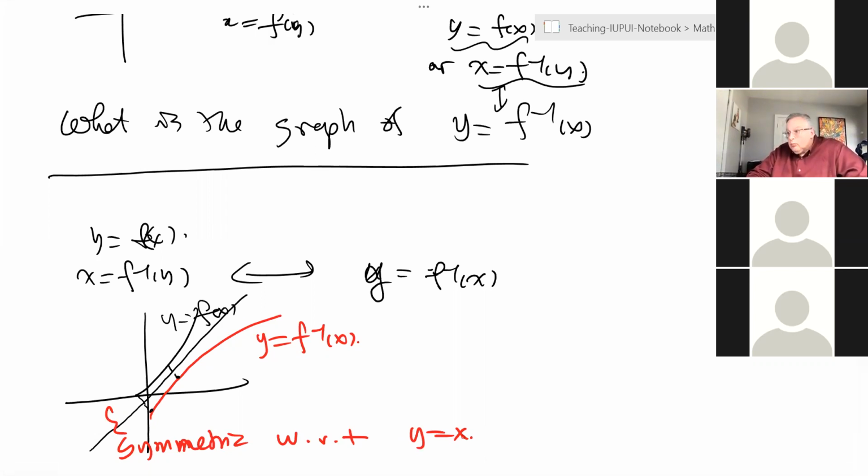So that's all for today's class. I just want to tell you the relationship between the two graphs. If you change the variable and use x for the input variable of the inverse function, then the graph will be different. But they are both symmetric with respect to y equals x.